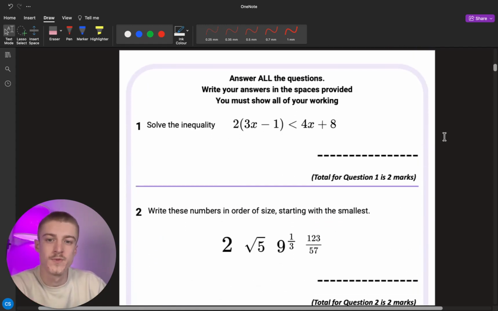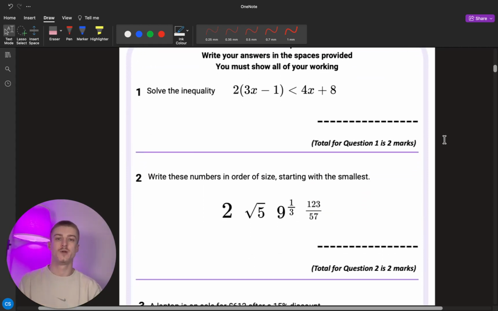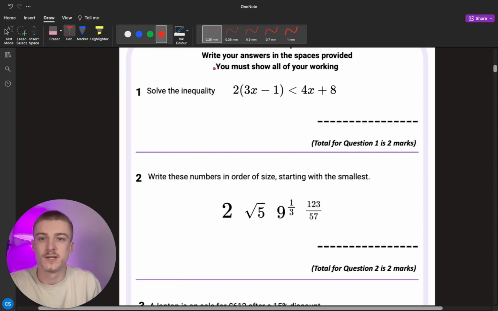So question 1, solve the inequality 2 bracket 3x minus 1 is less than 4x plus 8. I'm just going to treat it like a normal equation. I'm going to expand that bracket. 2 times 3x.